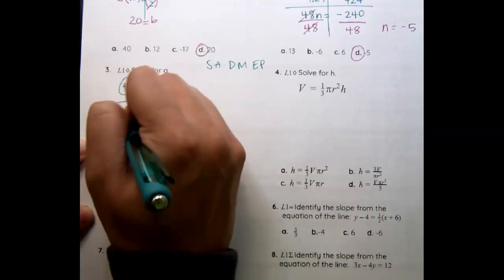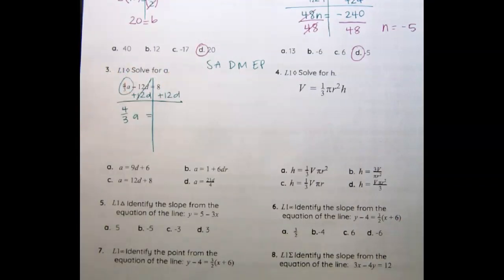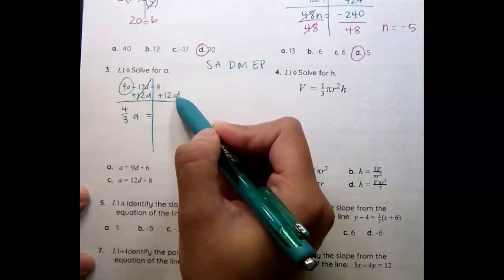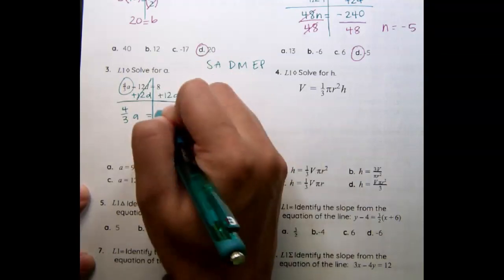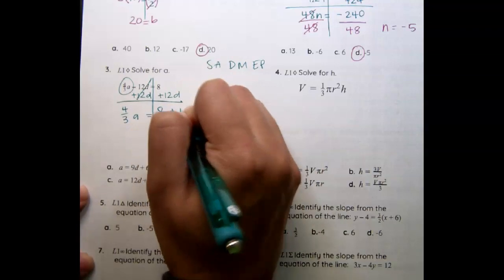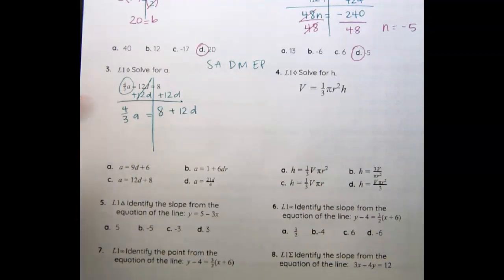4 over 3a is the only thing I have left on the left side. 8 and 12d are not 20d. Those cannot be added. 8 does not have the variable d. So I just put those next to each other: 8 plus 12d.